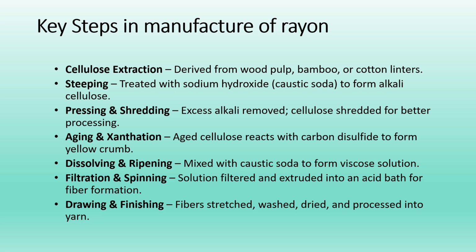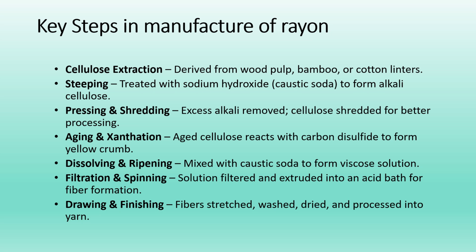First step is cellulose extraction. Rayon is made from natural cellulose, which is obtained from sources such as wood pulp, bamboo and cotton linters. The quality of the final fiber depends on the purity of the cellulose source. Wood pulp is commonly used because it has high cellulose content and is easily processable.